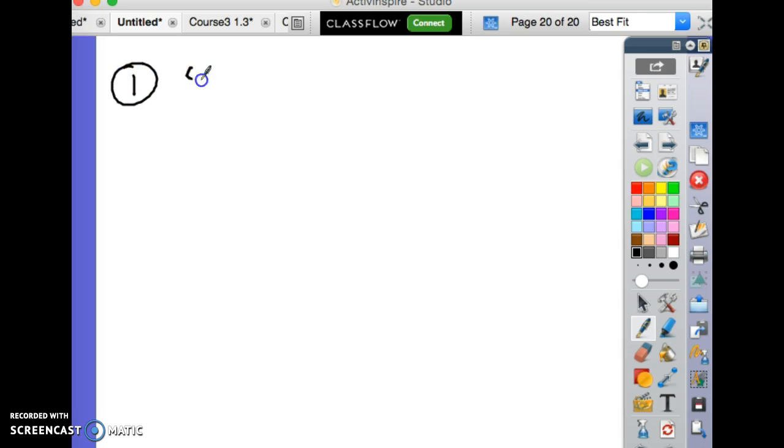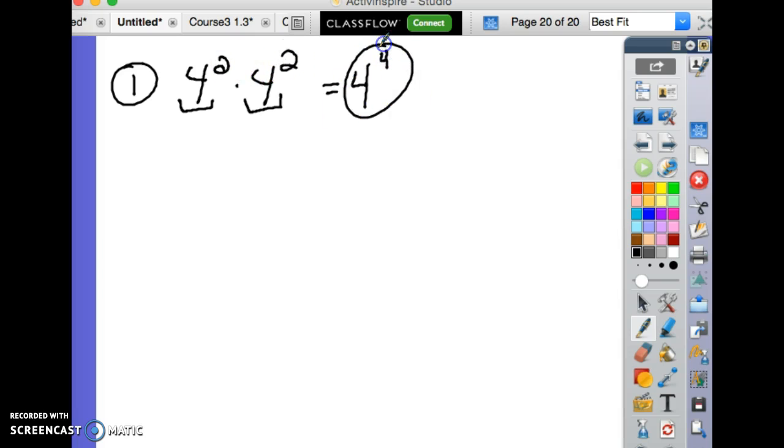If we look at number 1, 4 squared times 4 squared, or 4 to the second power times 4 to the second power. You'll notice on the marker board we have the rules written out. Rule number 1 says when you multiply like bases, you add your exponents. So this here is my base, this here is my base. So those are the same. So we're going to leave the base and add the exponents. 2 plus 2 is 4. So that's my answer. This is what you need to know. When you multiply like bases, add exponents. But here's why that works.